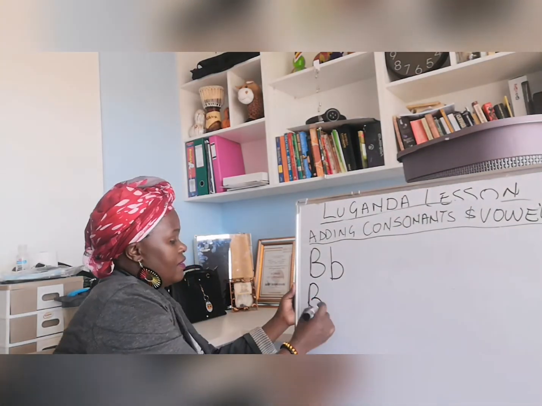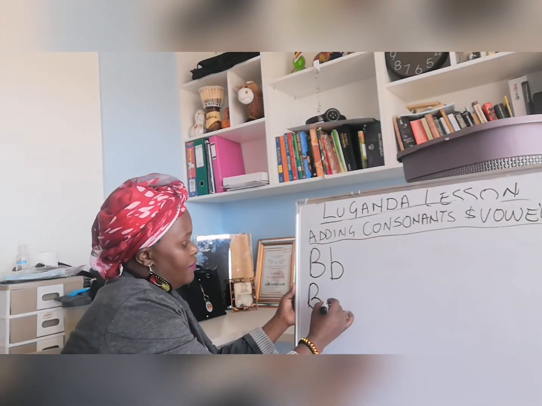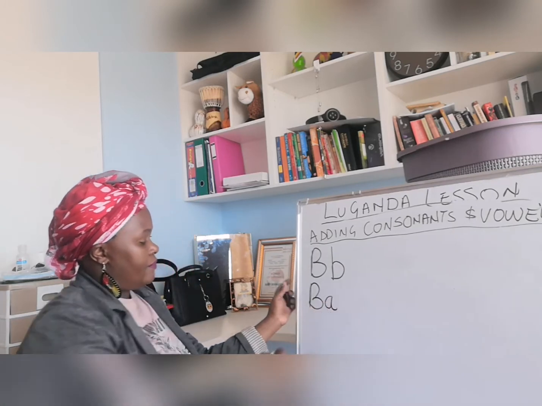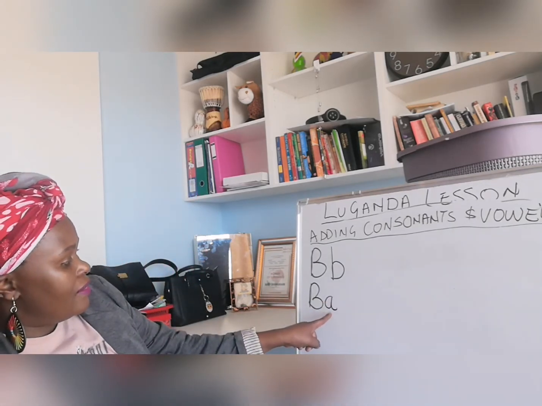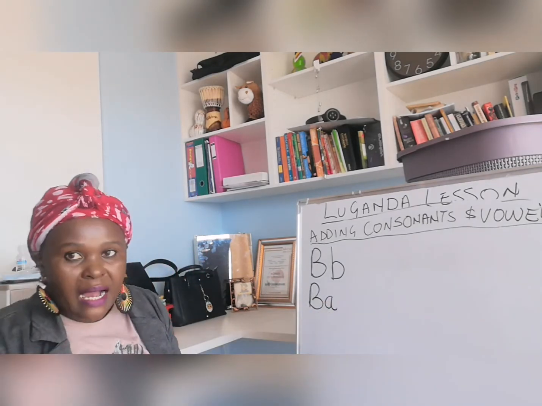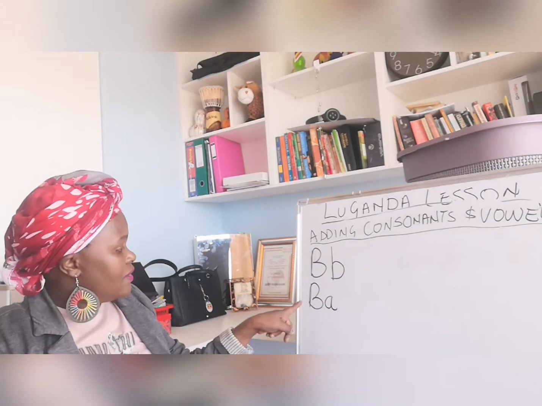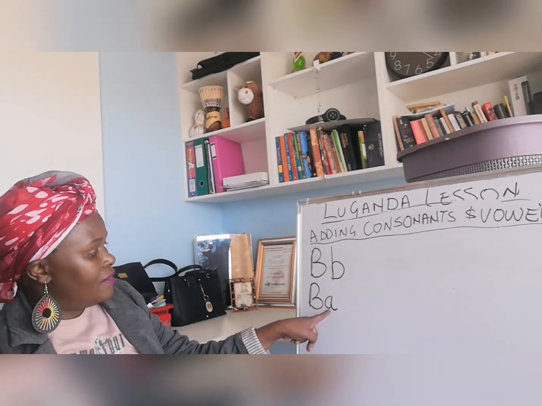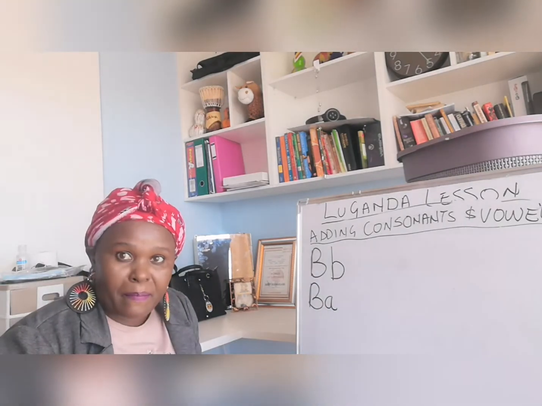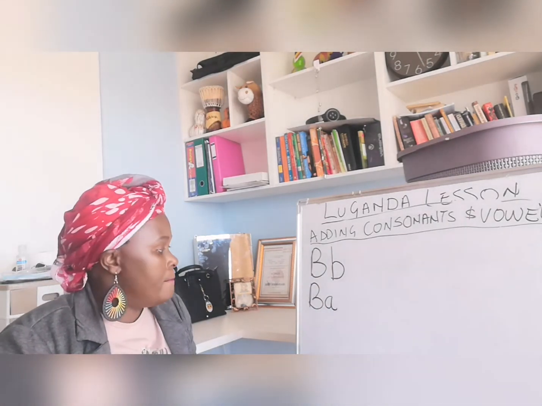Ba and a. The sound is ba. If you add B and A, the sound is ba in Luganda.